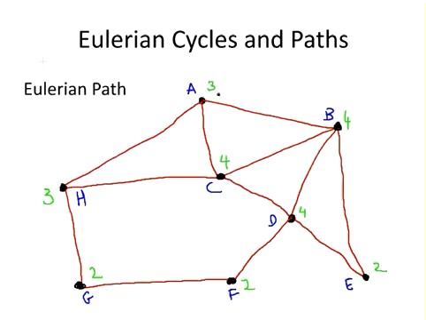So we must start with either A or H. Let's start with A, and we'll go down to B first, then down to C, and we'll go back up to A. Let's make a record of that: A, B, C, A.